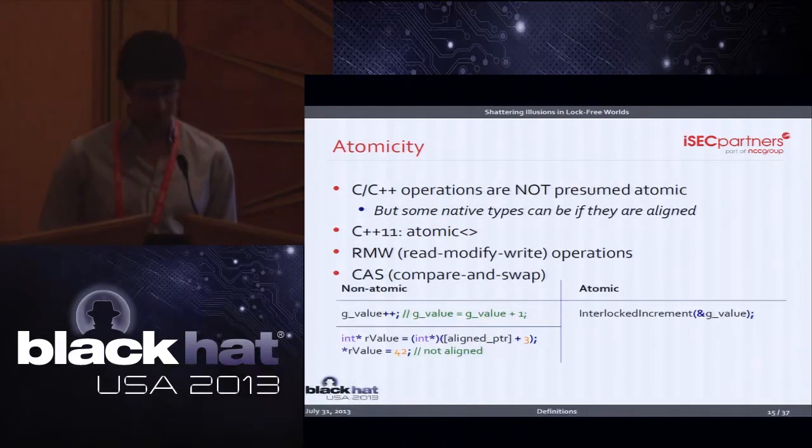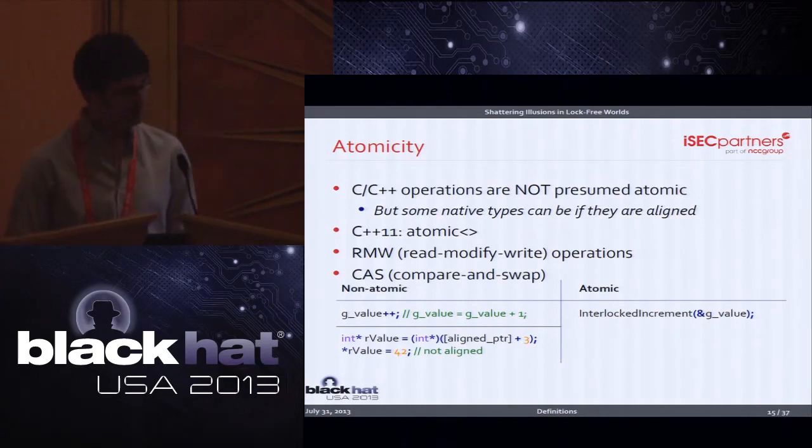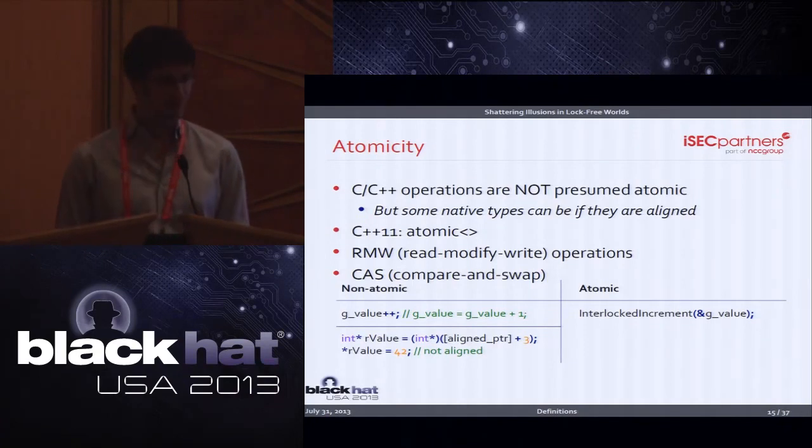One critical component for multi-threaded programs is atomicity. An atomic operation means it occurs instantaneously, and it basically prevents other threads from interfering when modifying a memory location. C and C++ operations are not presumed atomic, even though some native types can be if they are not wider than the memory bus and if they are aligned. For instance, a non-aligned read or write, like the example at the bottom here, or an operation that reads or writes more than 8 bytes on a 64-bit wide bus, is probably not going to be atomic.